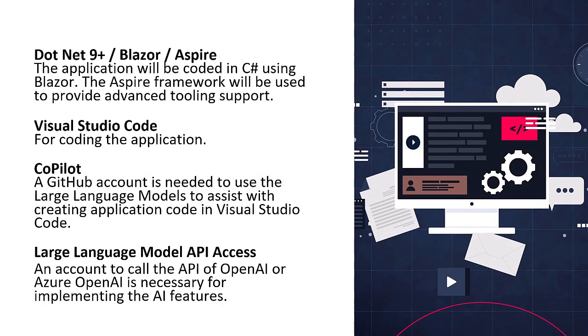Let's look at the application. First, let's look at the requirements. .NET 9, Blazor, and Aspire is used in this example. We're also going to be using Visual Studio Code, which contains Copilot. You can get a free Copilot account, and we'll show you how in the future slides, as well as large language model access, which again is provided through Copilot.